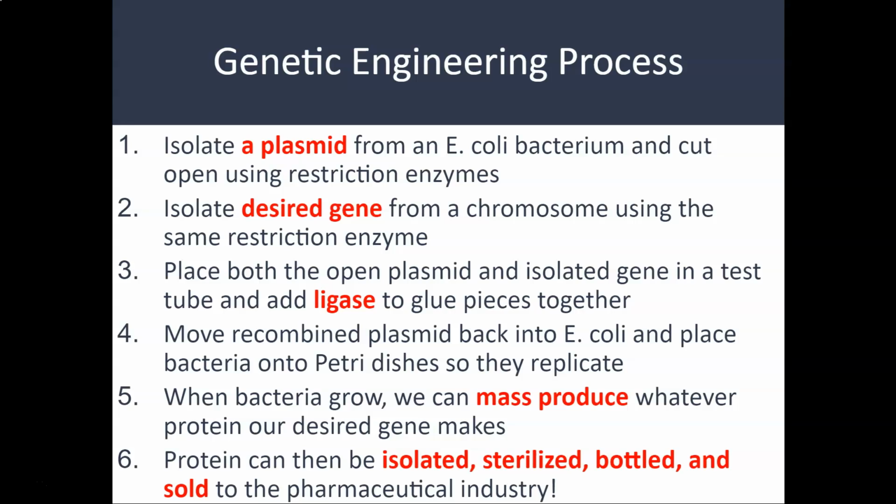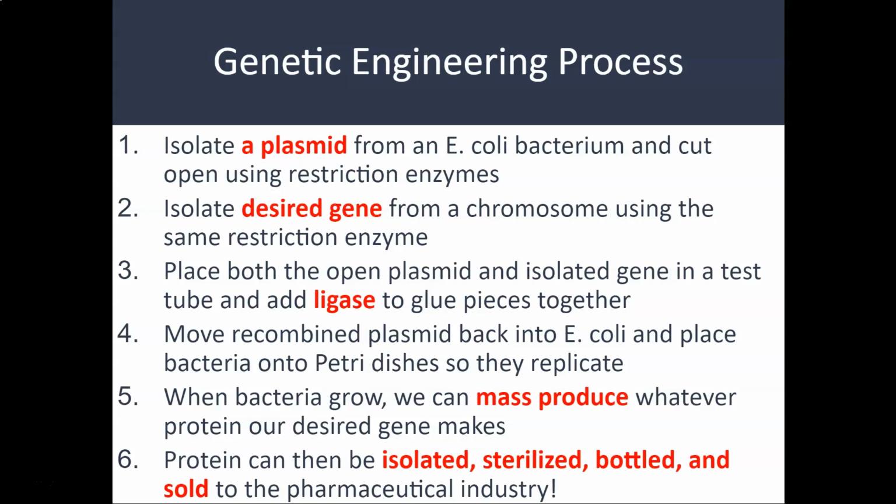So the first thing you want to do is take that plasmid from the E. coli bacterium and cut it using restriction enzymes. So again, we're just cutting the plasmid. We're going to take the DNA, the desired gene, from the chromosome and use the same restriction enzyme. So we're looking for insulin. We're going to go in, we're going to cut out that insulin gene. We're going to place both the plasmid and the isolated gene in a test tube, and then we're going to glue them together.